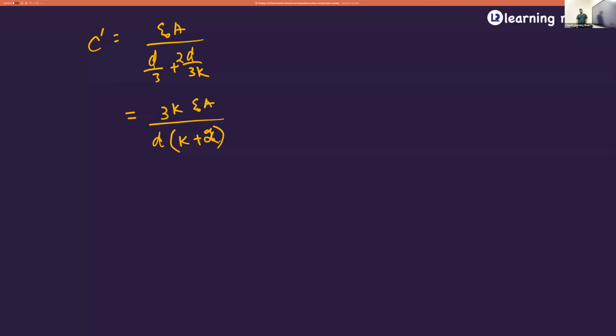Is that the answer? The 3 I took it up. So 3 times K into epsilon naught A divided by D into K plus 2. See, sometimes what they do is this epsilon naught A divided by D is taken as C naught. So you will have it as 3K times C naught divided by K plus 2. Clear with this? You can expect these kind of problems, especially in MCQs.